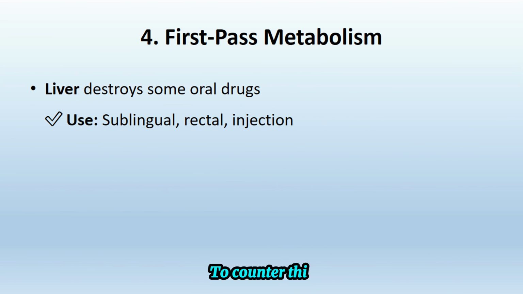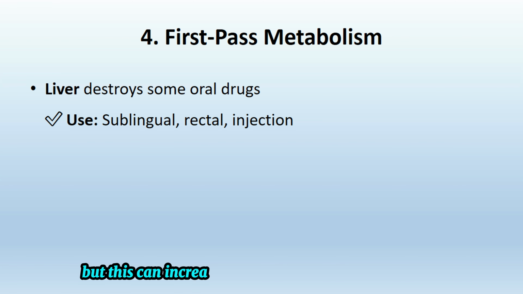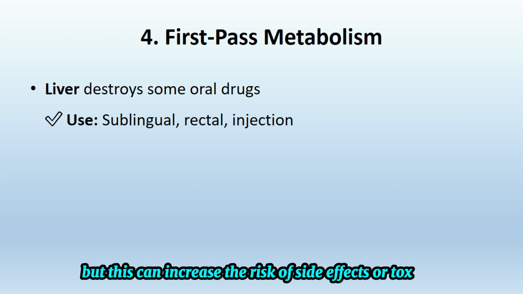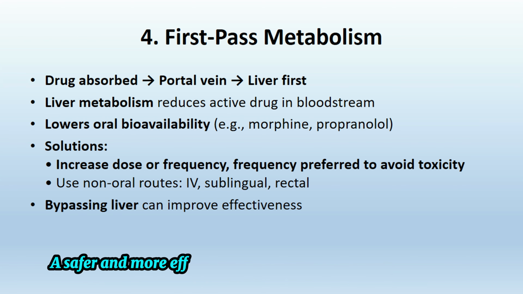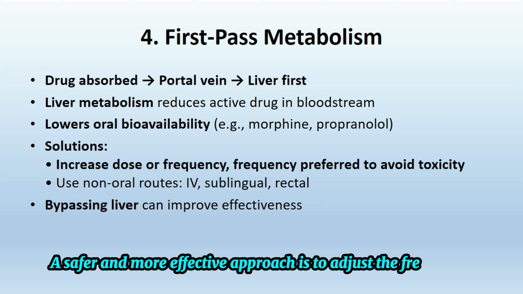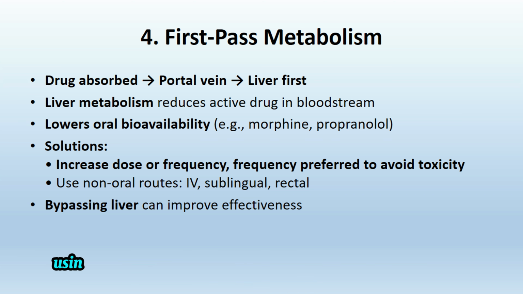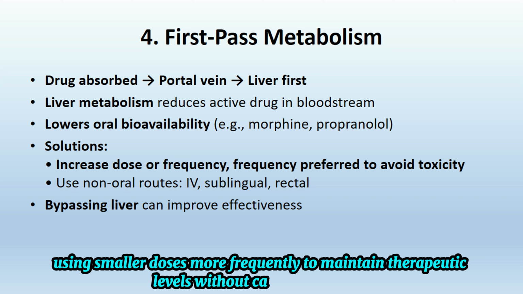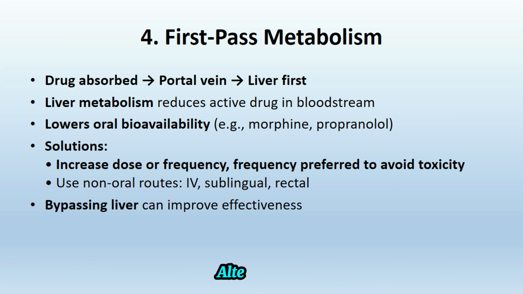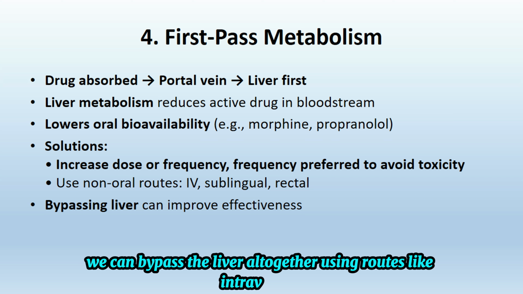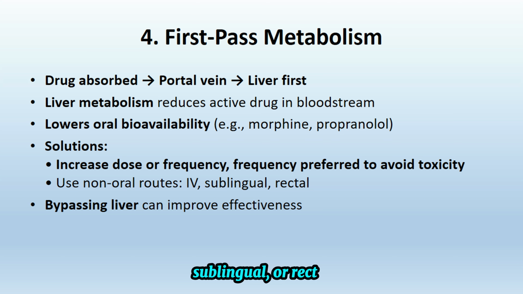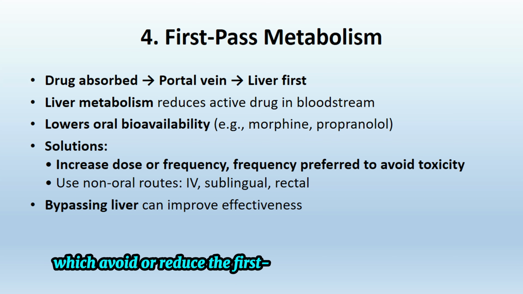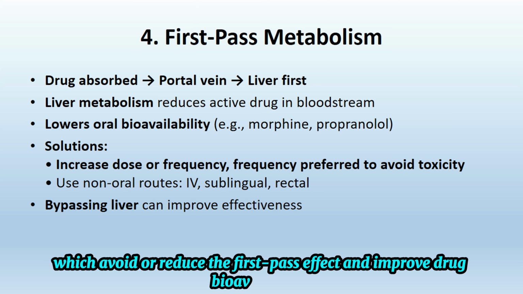To counter this, one strategy is to increase the oral dose, but this can increase the risk of side effects or toxicity. A safer and more effective approach is to adjust the frequency of administration, using smaller doses more frequently to maintain therapeutic levels without causing overdose. Alternatively, we can bypass the liver altogether using routes like intravenous, sublingual, or rectal, which avoid or reduce the first-pass effect and improve drug bioavailability.